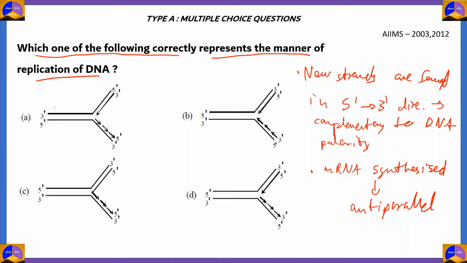Let's look at the first diagram. So you see over here, the obvious error is that both mRNA strands are pointing from 3' to 5' end, whereas the first rule states that new mRNA strands are always found in the direction 5' to 3'. So therefore, option A is incorrect. What about option B?